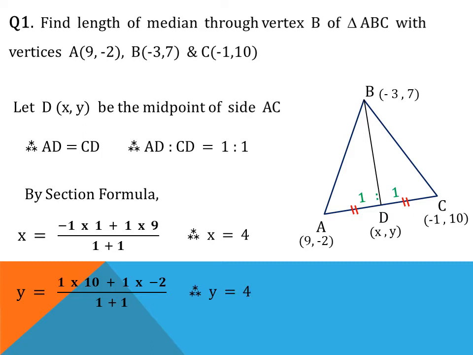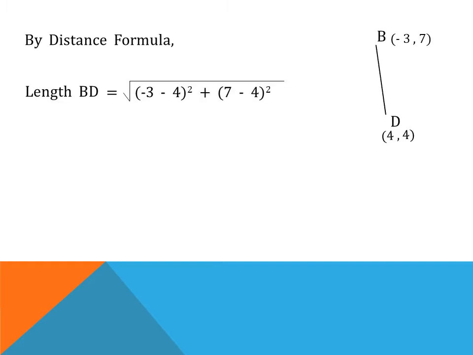So now since we have got the coordinates of point D, we can apply the distance formula and get the length of segment BD. So by applying the distance formula, the length of BD is equal to square root of minus 3 minus 4 the whole square plus 7 minus 4 the whole square. So that gives us length of BD as square root 58 units. If you're not familiar with the distance formula, you can check out my video on the same topic so that you can get an idea how the formula is to be used.